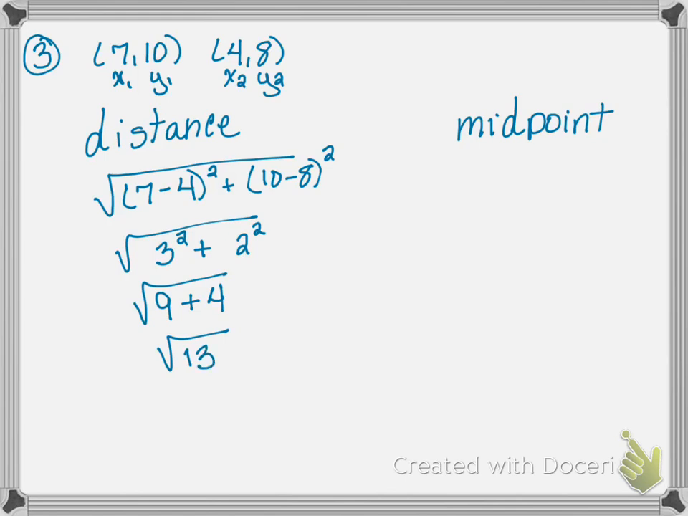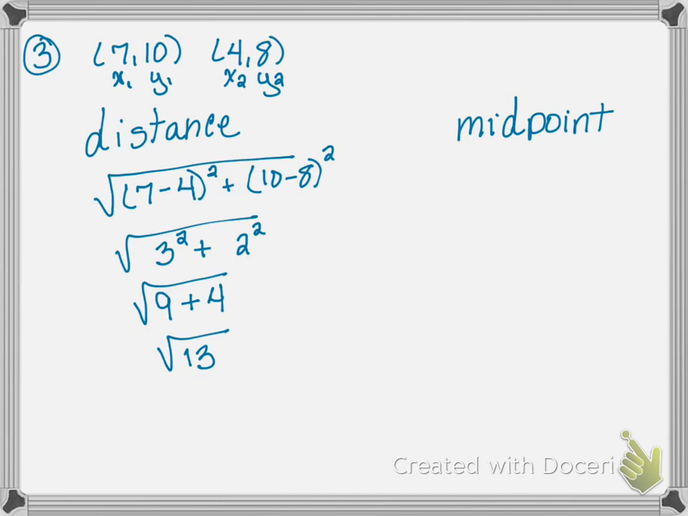Now, I don't want you to take an approximation of that, okay? Square root of 13, we're going to leave it as the square root of 13. The approximation of square root of 13 is a non-repeating and non-terminating decimal. So it's more accurate for us to leave it as the square root of 13.